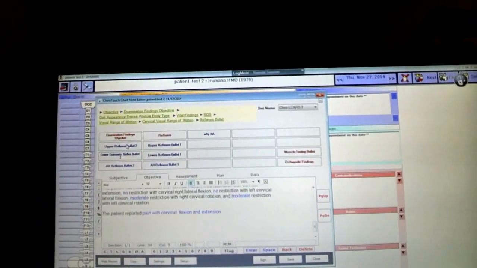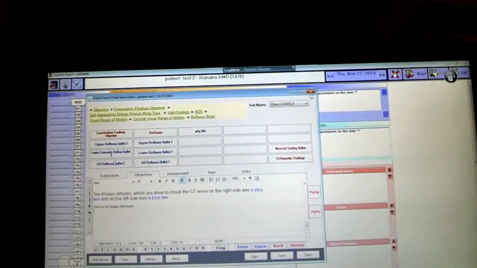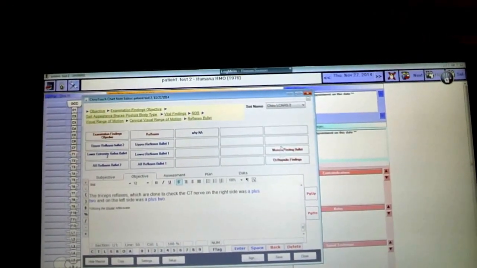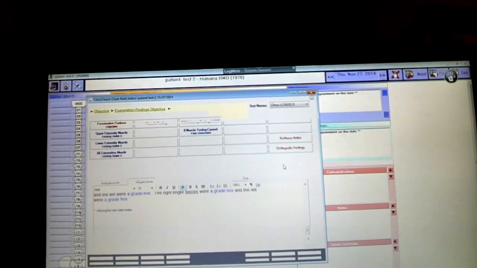We can check the upper reflexes and say they are all normal as far as the upper reflexes. There would be the lower, and then this would be the upper and lower combined. From there, we go directly into muscle testing. We can test the muscles. And again, for the upper extremities, we can say that they were all fine too. And then from there, go right into our orthopedics.